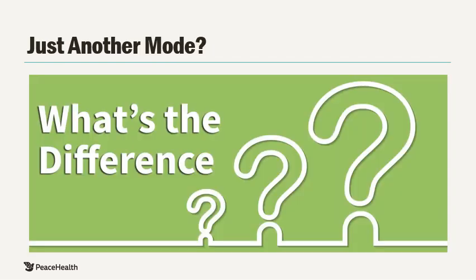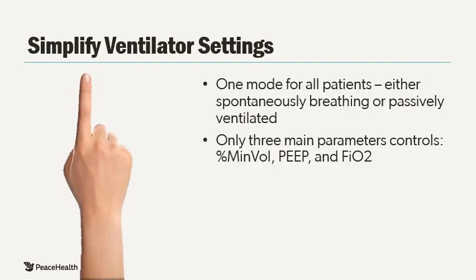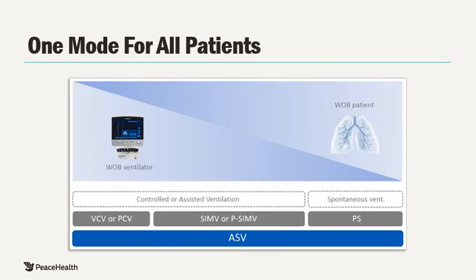It's been asked if ASV is just another mode. ASV really is the beginning of closed-loop ventilation, designed to continually adapt to patients' conditions and needs with two main goals. The first goal is for ASV to allow the provider or RCP to simplify all ventilator settings, creating one mode for all patients, whether they're passive or spontaneously breathing. To this end, ASV has just three main control parameters: percent minute volume, PEEP, and FiO2.